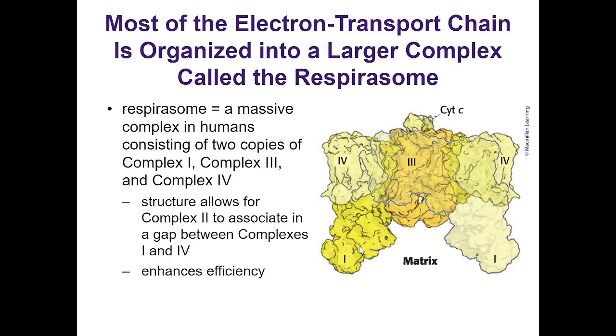So this structure is going to allow for the complex 2 to associate a gap between the complexes 1 and 4. It'll enhance efficiency because remember that many of these things would have to travel, could get lost, could take time to travel, and then you also have a number of fairly highly reactive intermediates in this, right? And so this will cut down on those going off and reacting with other stuff and causing issues, okay?